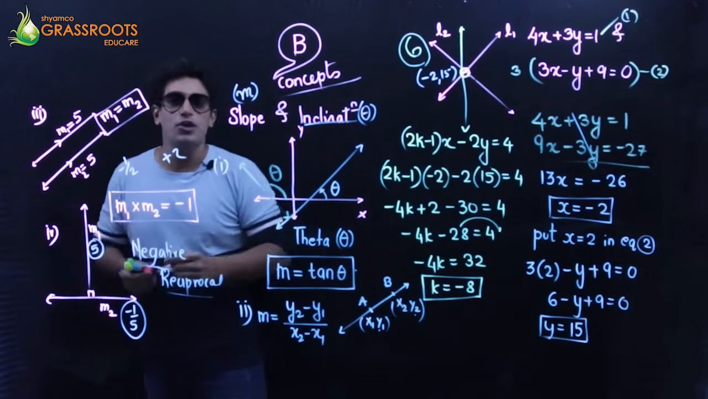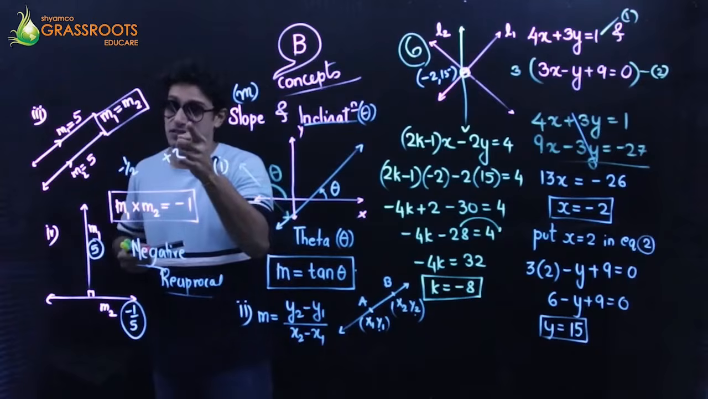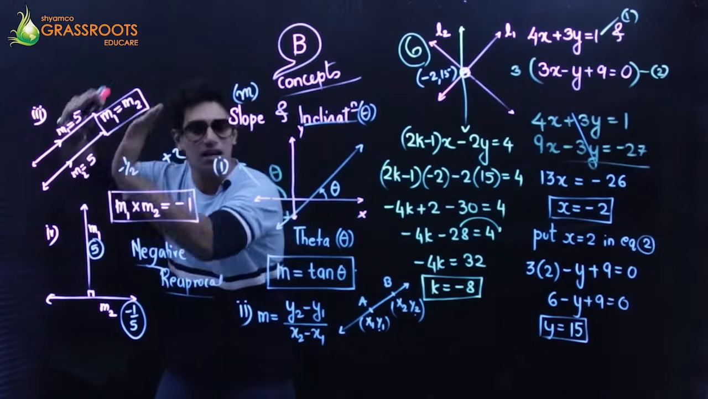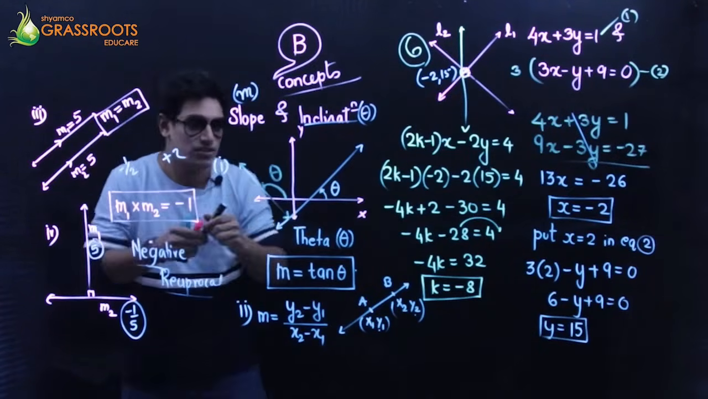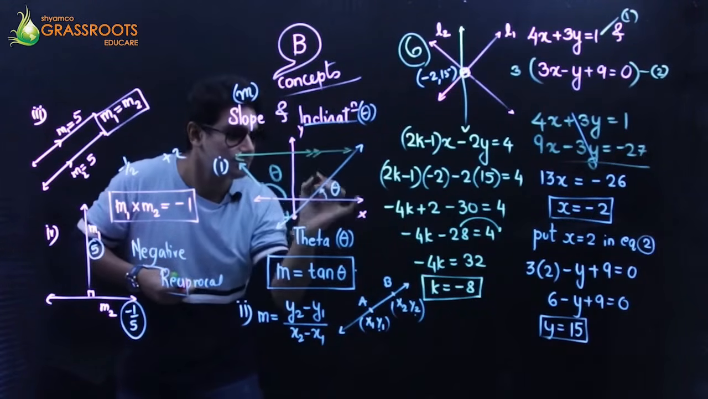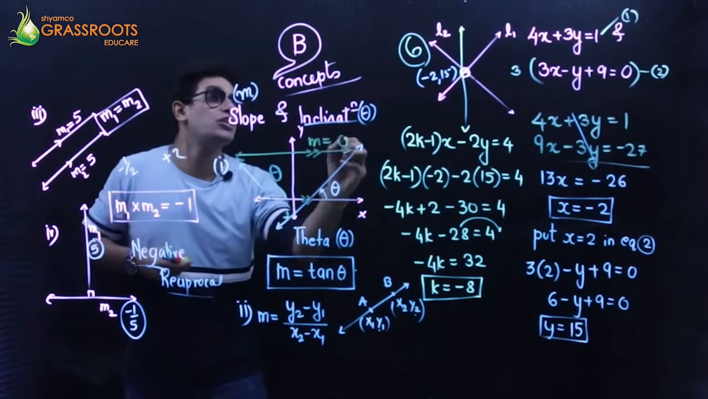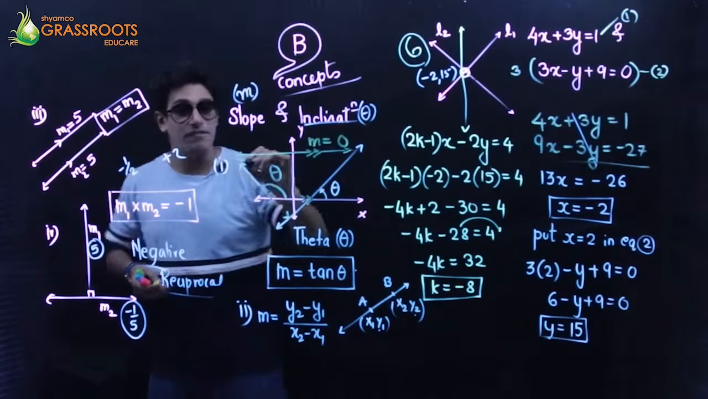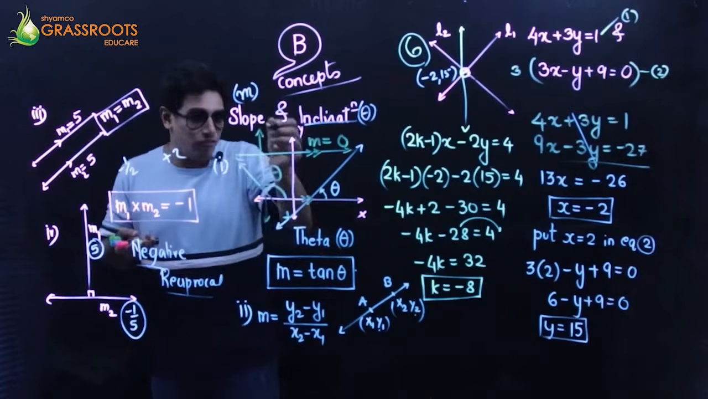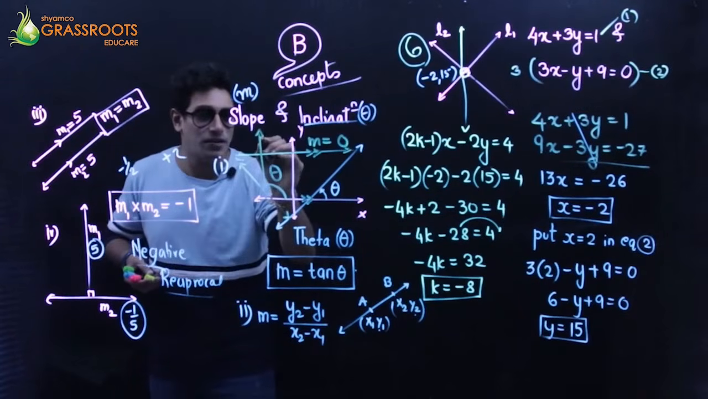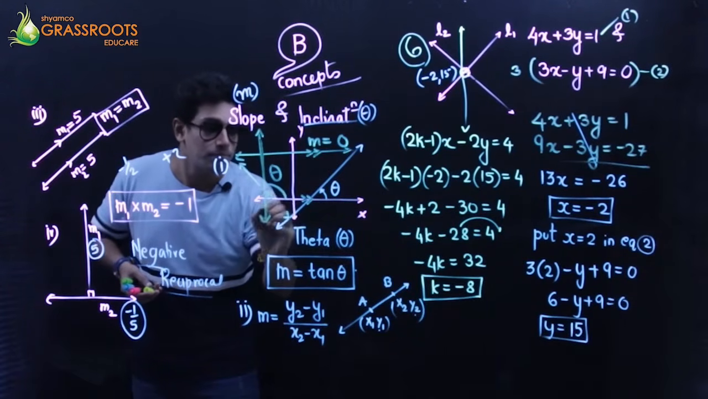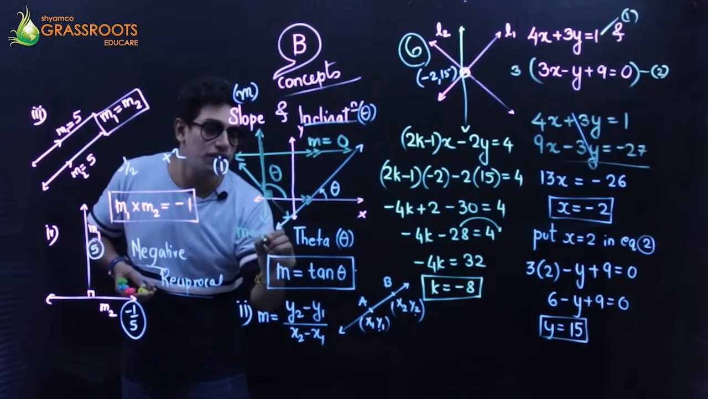Wait, this was the fourth concept. The fifth concept is when the line is parallel to the x-axis. Which axis? X-axis. I'm not talking about parallel lines. I'm talking about this. This is the x-axis. When a line is parallel to the x-axis, the slope of the line is 0. Remember. And when a line is perpendicular to the x-axis, the slope of the line is not defined, infinity.